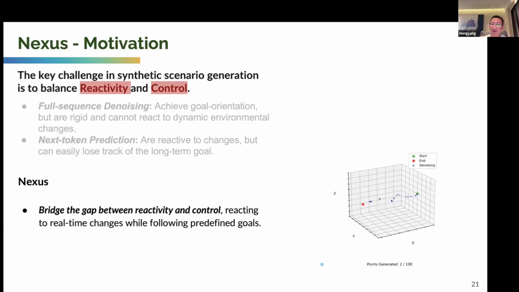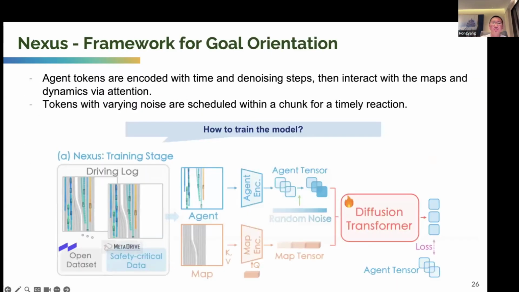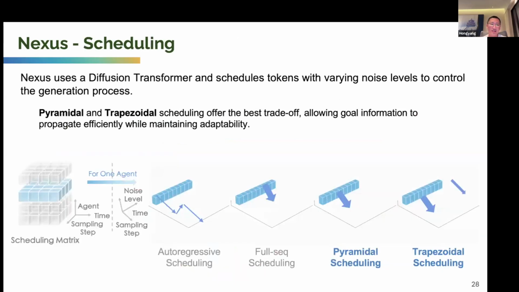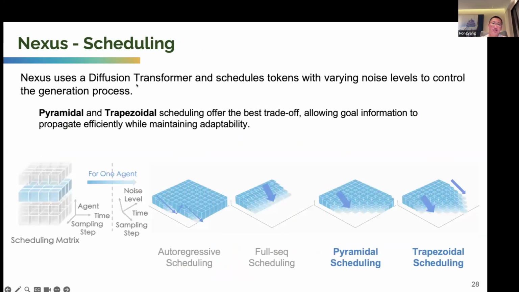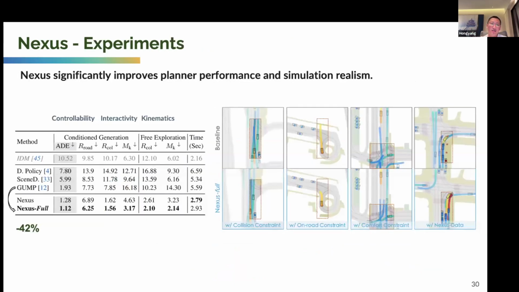I mean, in this term, the predefined goals, the target point you are going to go. As for the framework for this goal orientation, the agent tokens are encoded with time and denoising steps, and then they interact with the maps and the dynamics via attention. I'll skip the details due to the time limit. So, in a nutshell, Nexus uses a diffusion transformer and also schedules tokens with varying noise levels to control the generation process. So here, this is a very brief report.